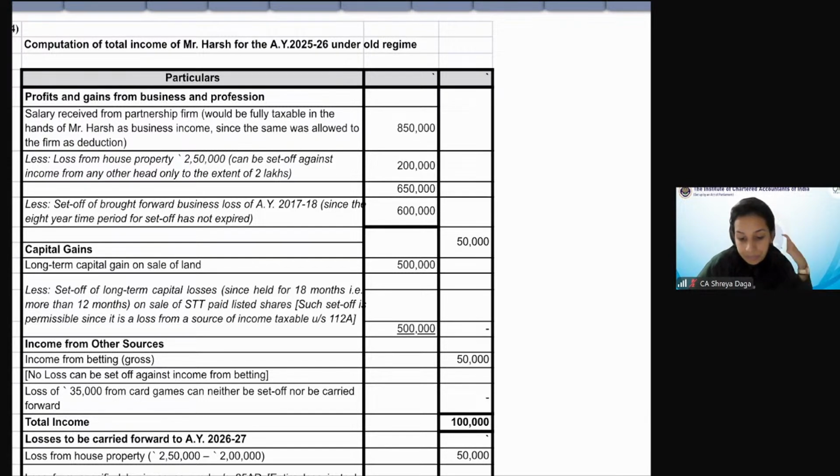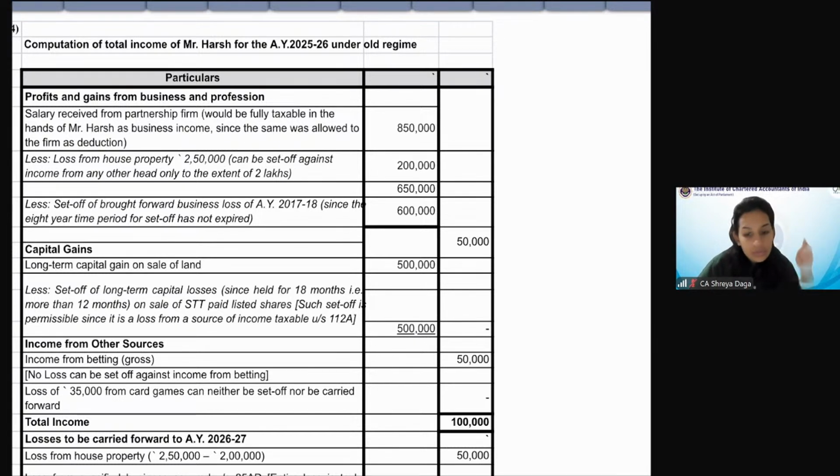You have, so let's start with PGBP income then. You have salary income from partnership firm that is taxable. You assume that the same was fully allowed to the firm, which means it is fully taxable in the hands of the partner. So you put that. Then you have brought forward business loss, and you have loss of current year specified business. Current year specified business loss you cannot use. And if you can't use current year specified business loss, then you look for other losses. Long-term capital loss you cannot use. Loss from card games you cannot use. Loss from house property, yes, this you can use.